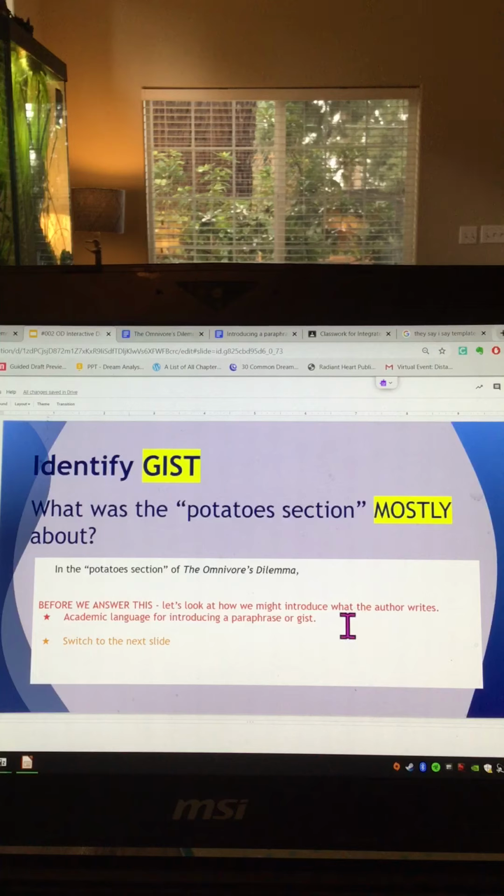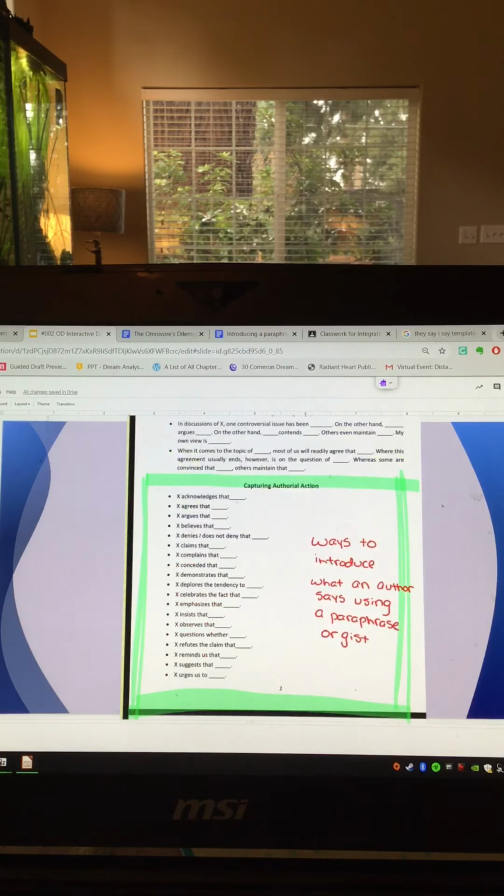So I'm going to teach you how to do that next, and we're going to be using some academic language to do that. And here it says switch to the next slide because that's going to take us to a list of some different academic words we might want to use. So I'm going to go ahead and switch over now.